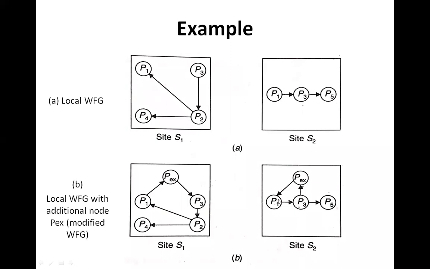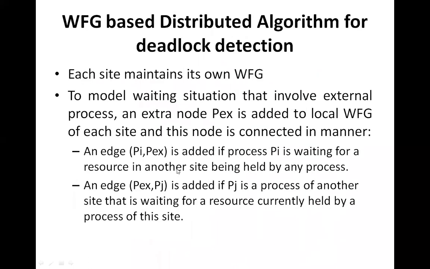This is being added. Why? Because process P1 of site S1 is waiting to acquire a resource currently held by P3. P1 is waiting for P3. So that is why P3 to PEX and PEX to P1 are being added. So this is the local WFG, but this is the modified WFG, which is maintained by the individual site by including a new node, that is PEX, depending upon these two criteria, these two principles, you can say.